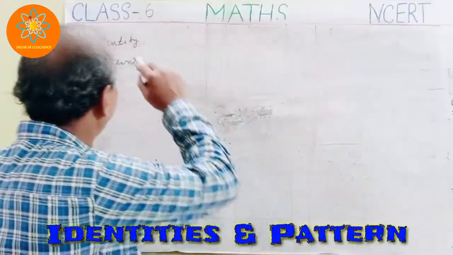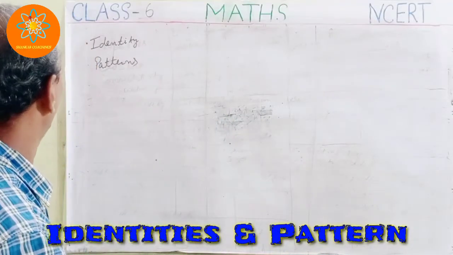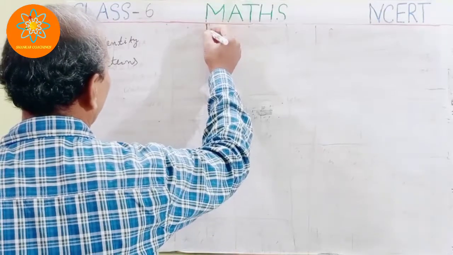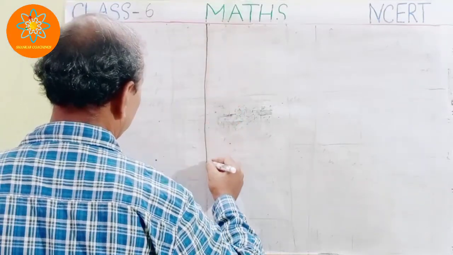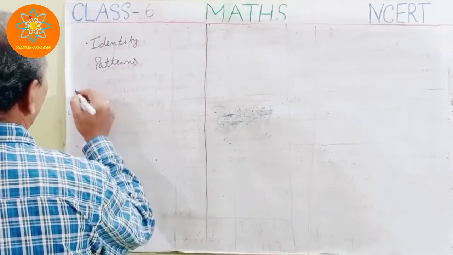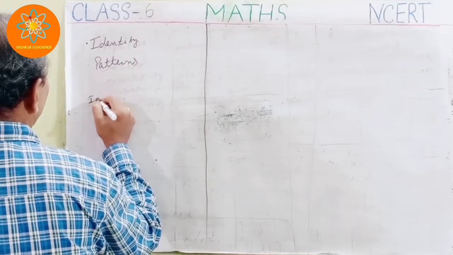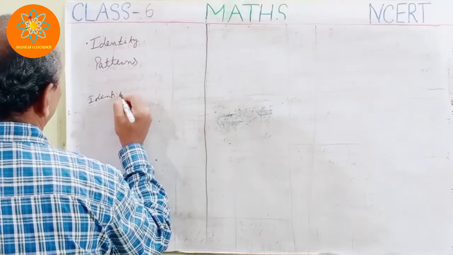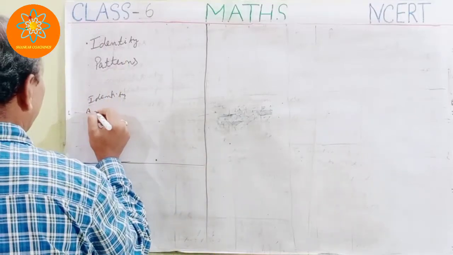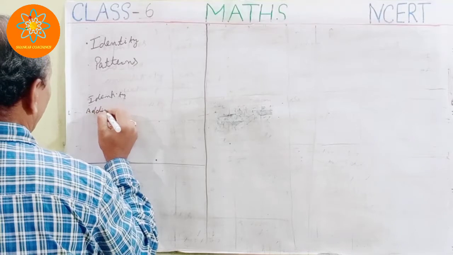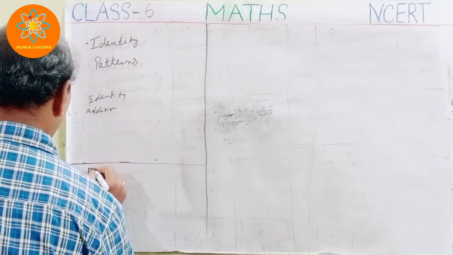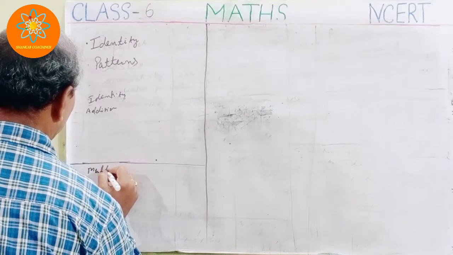Now we will discuss the identity and patterns. So first of all, I will discuss identity. In the case of the identity, I will take the case of addition and multiplication.